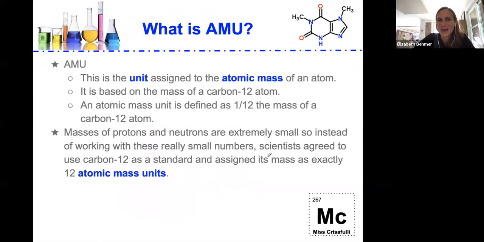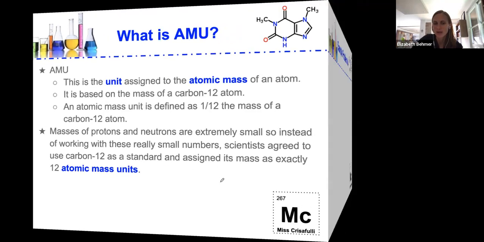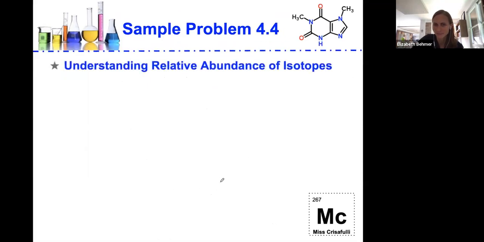What is AMU? This is the unit assigned to the atomic mass of an atom. It is based on the mass of a carbon-12 atom, and an atomic mass unit, AMU, is defined as 1/12 the mass of a carbon-12 atom. Masses of protons and neutrons are incredibly small, so instead of working with these really small numbers, scientists agreed to use carbon-12 as the standard and assigned its mass as exactly 12 atomic mass units.